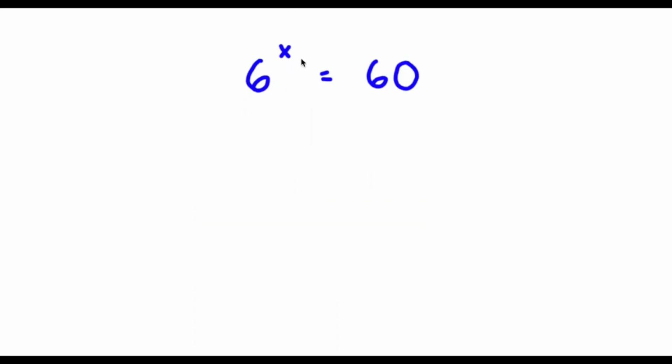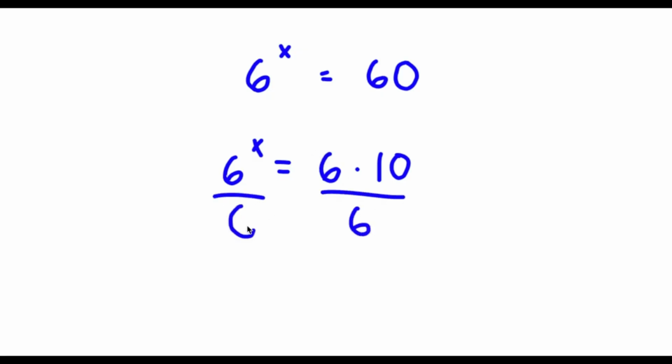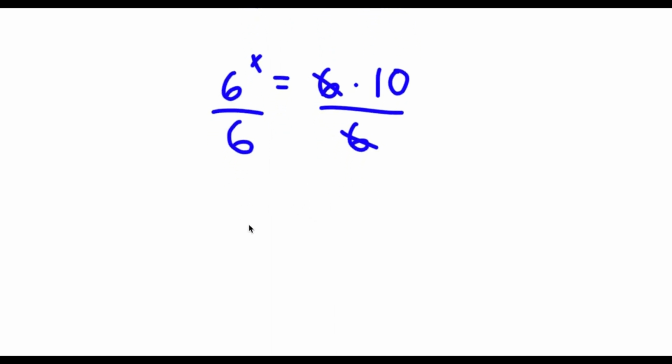Alright, so I have 6 to the power of x is equal to 60. So the first thing I'm going to do is rewrite 60 as 6 times 10. So now I have 6 to the power of x is equal to 6 times 10. Now I'm going to go ahead and divide both sides by 6. So then these two cancel out. Now I'm left with 6 to the power of x over 6 is equal to 10.